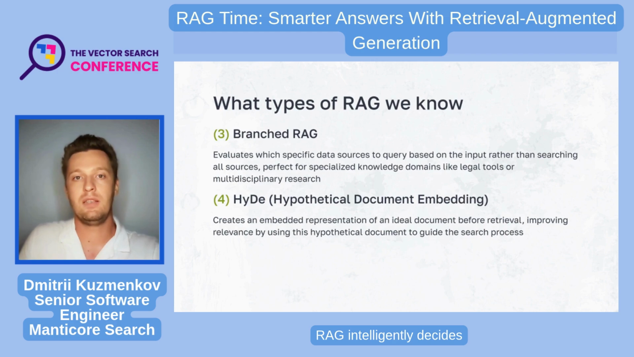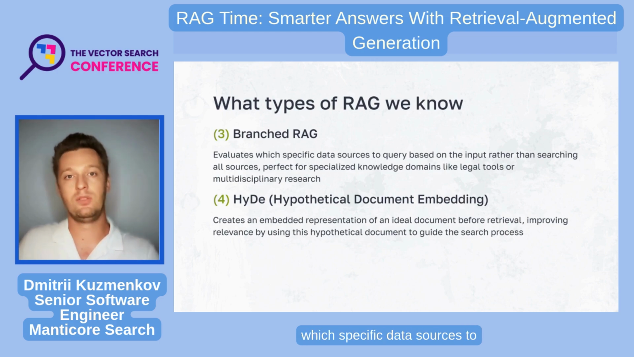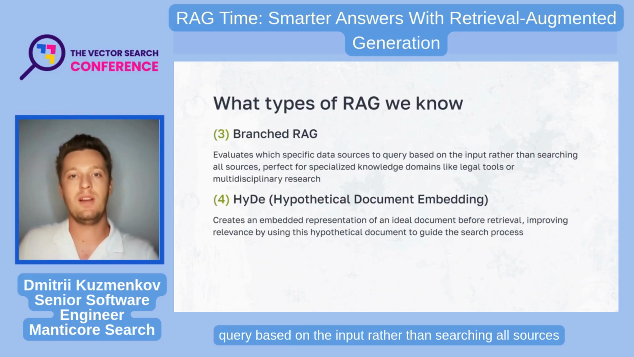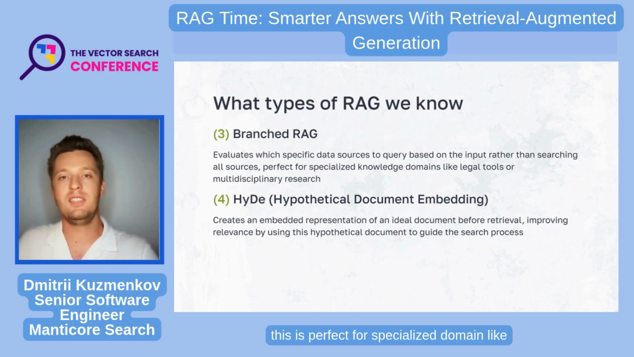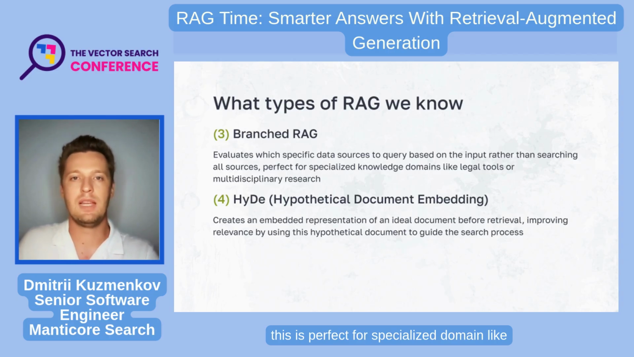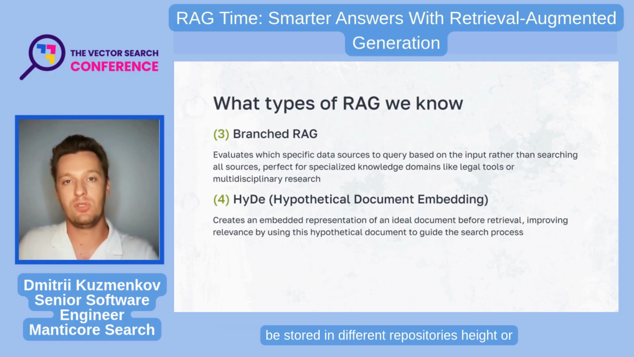Branch RAG intelligently decides which specific data sources to query based on the input rather than searching all sources. This is perfect for specialized domains like legal research, where different types of information might be stored in different repositories.